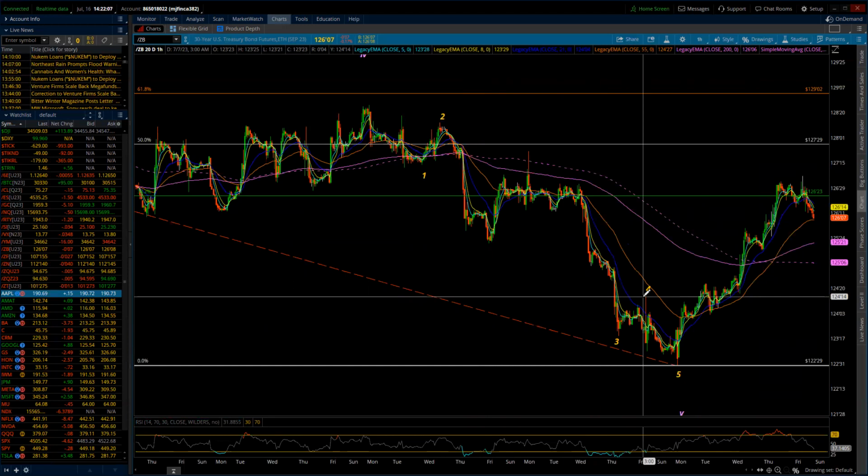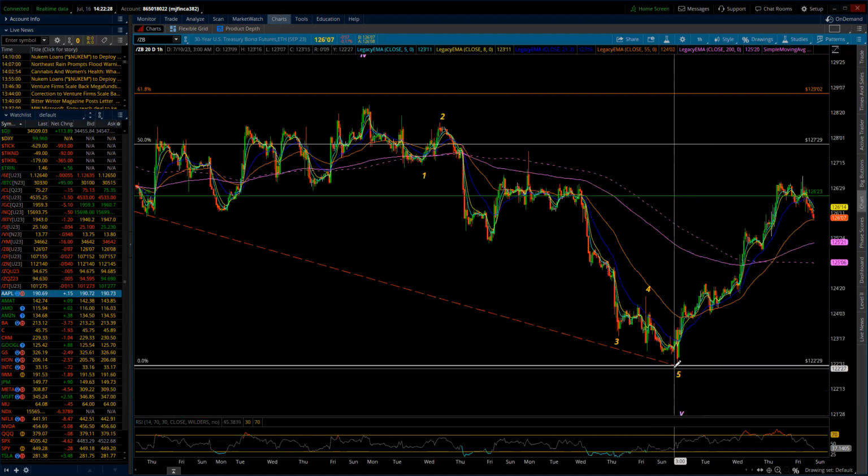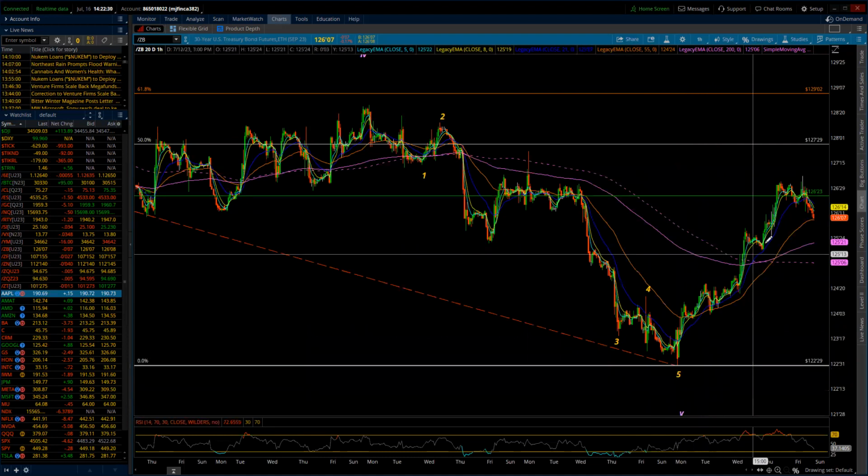And this is a very, very large index. Each tick is $31.25. Each point then equals $1,000. That's a lot of money. That's a big contract. And if you can handle it, you could have a lot of fun and make a lot of money. Now, so where are we?